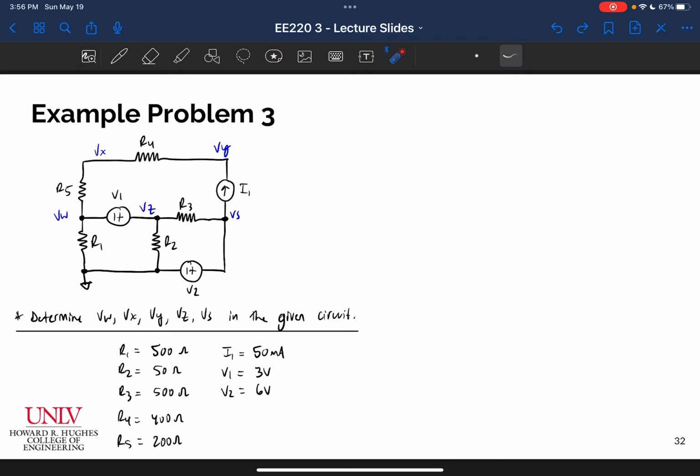This is a problem that's tailor-made for mesh analysis. You can see that it could obviously be solved using superposition as well. There are multiple sources in this circuit, but because I have a current source and because I haven't done a mesh analysis problem yet, I think that mesh is probably going to be the best way to solve this one. So I'm going to go ahead and solve it using mesh.